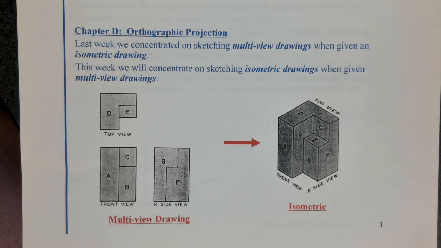Okay, so we are recording here, and the last sketching lecture that I went over with you was on orthographic drawings. An orthographic drawing is a drawing which shows the top and the front and the right side view, and then sometimes more views depending on the complexity of the part. Orthographic drawings are also called multi-view drawings, because you're showing many views.